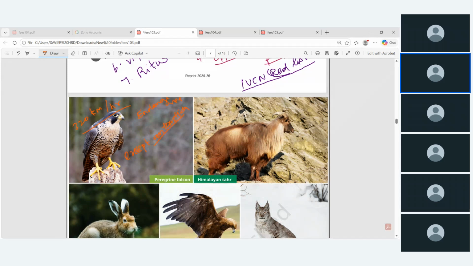Then the Himalayan tahr is near threatened, NT. Some other tahr is also there in India, that is the Nilgiri tahr, in South India, in the Western Ghats. But the Nilgiri tahr is in the endangered category, EN. The Himalayan tahr is in the near threatened category.